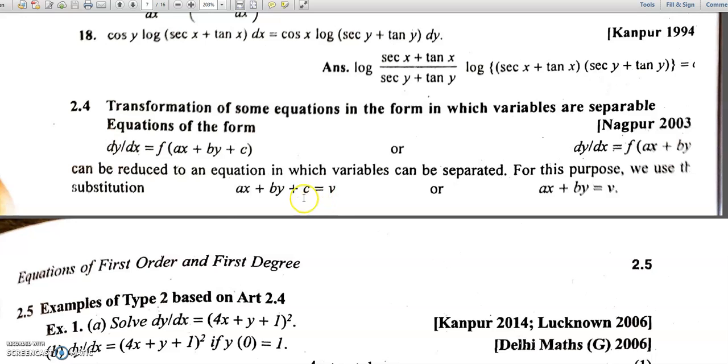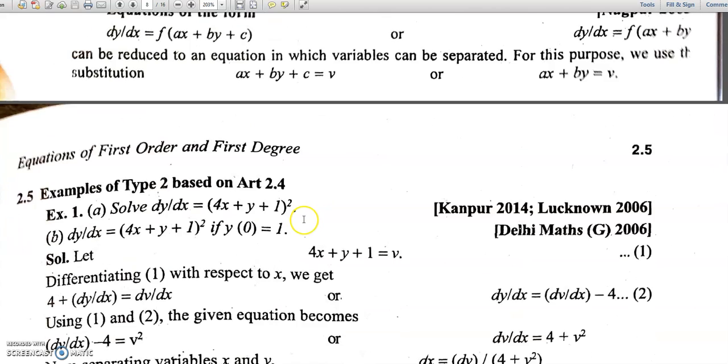Now how do we do it? The procedure is, suppose our dy/dx equals a function of ax plus by plus c, then we assume a transformation like ax plus by plus c equal to v. And if we differentiate with respect to x, what do we get? a plus b dy/dx equal to dv/dx.